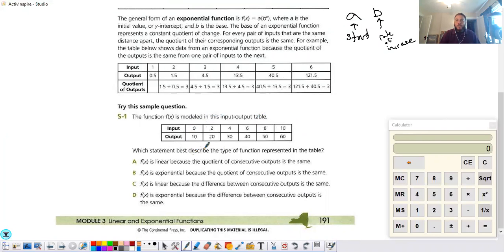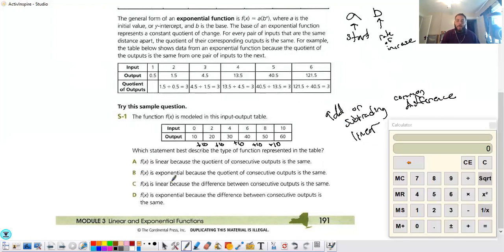Then we want to look at our outputs. Are outputs increasing by the same amount or decreasing by the same amount? Or are they different amounts and we have to see if they're the same rate? Well, from 10 to 20, we add 10. From 20 to 30, we add 10. 30 to 40, add 10. And we continue to add 10 for each of these, from 50 to 60 as well. Whenever we're adding or subtracting, which is the same as adding a negative number, it is going to be linear. So we're looking for a linear function. And when we're talking about linear, we have a common difference.